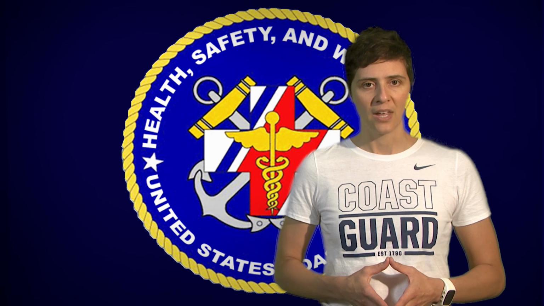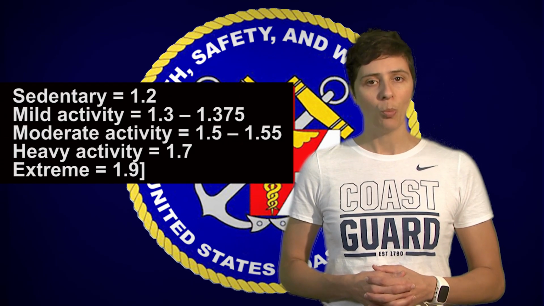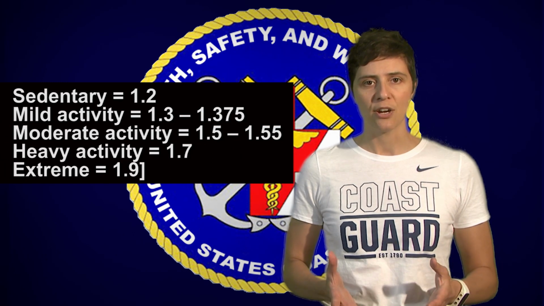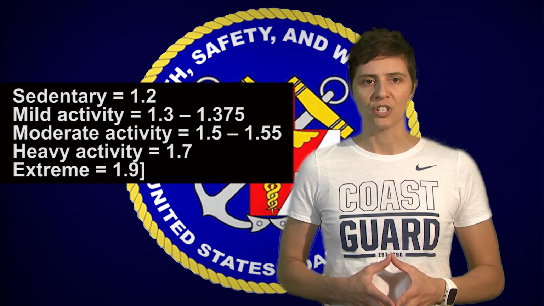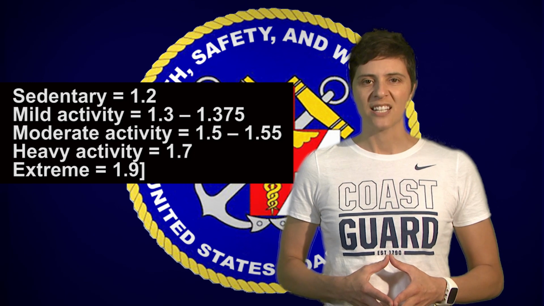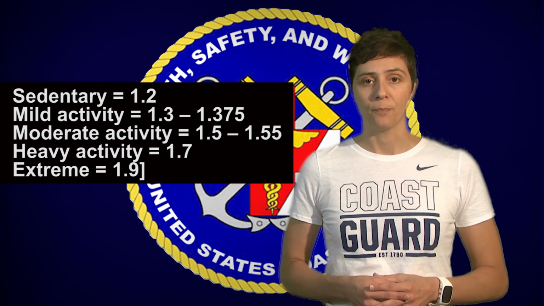Next, we're going to multiply your RMR by a number we call an activity factor. The activity factor allows us to estimate calories expended through daily movement and exercise, and there are a range of values you can use. Someone who does no planned exercise, has a sedentary desk job, and doesn't walk much as part of his or her day would have an activity factor of roughly 1.2.